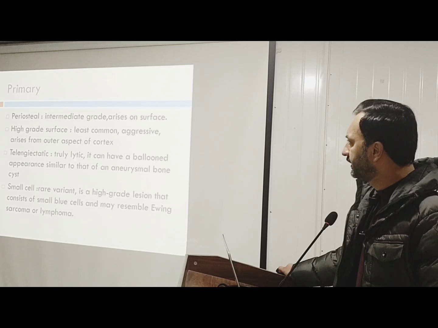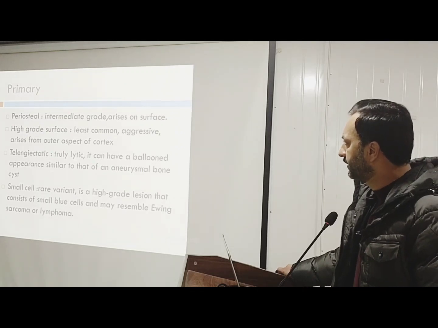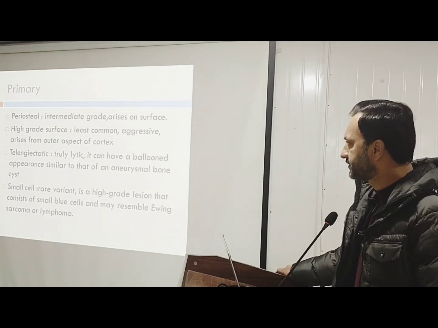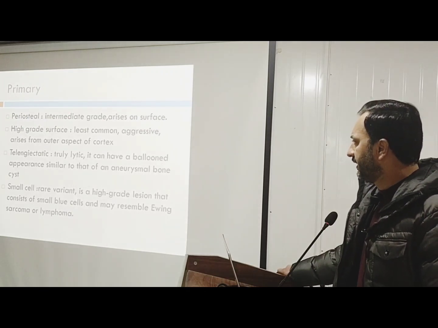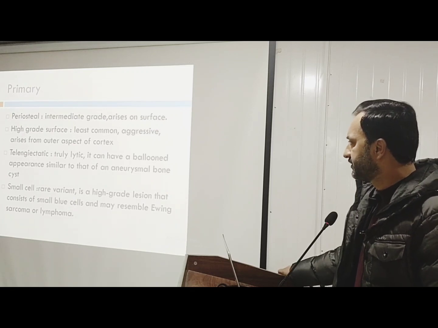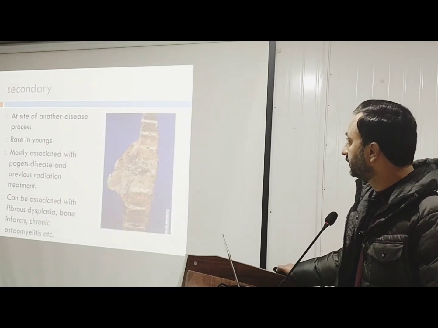Telangiectatic is a lytic lesion. It can have a balloon appearance similar to that of an aneurysmal bone cyst. Small cell is a very rare variant. It's a high-grade tumor, consists of blue cells, and resembles Ewing sarcoma.